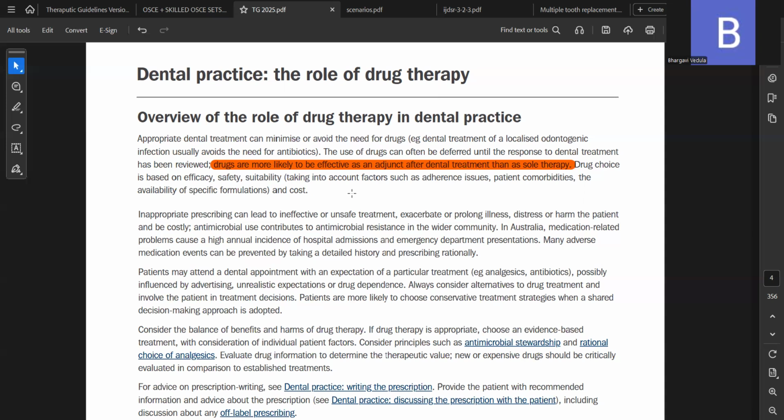In Australia, medication related problems have a high annual incidence of hospital admissions and emergency department presentations. Because this is an Australian based book, they are giving the statistics of Australia, but in general, even in India or any other country, medication related problems are patients who are taking medications and the side effects of those medications. There will be more annual incidence of hospital admissions and emergency department presentations. Many adverse medication events can be prevented by taking a detailed history and prescribing rationally.